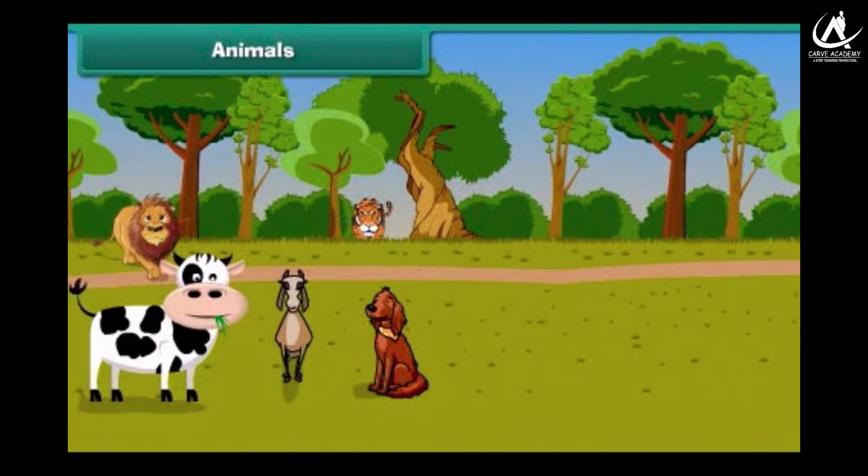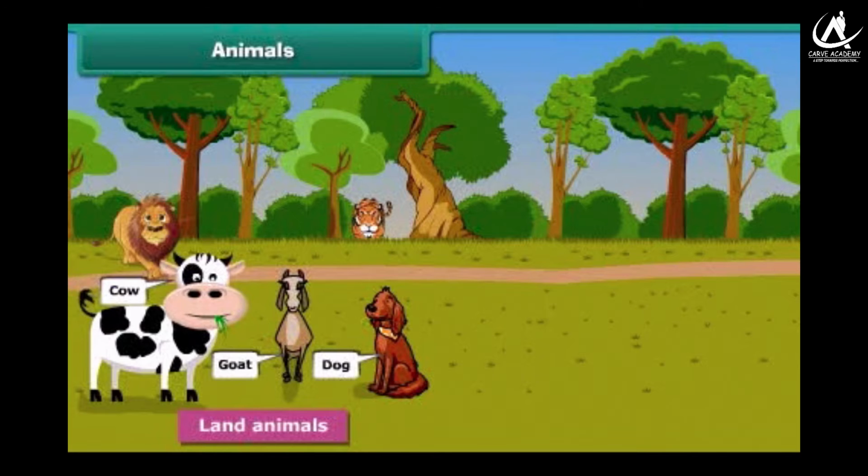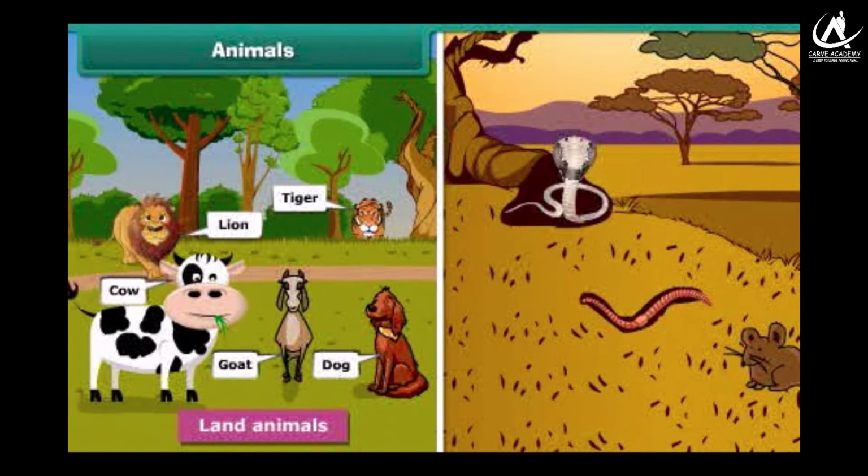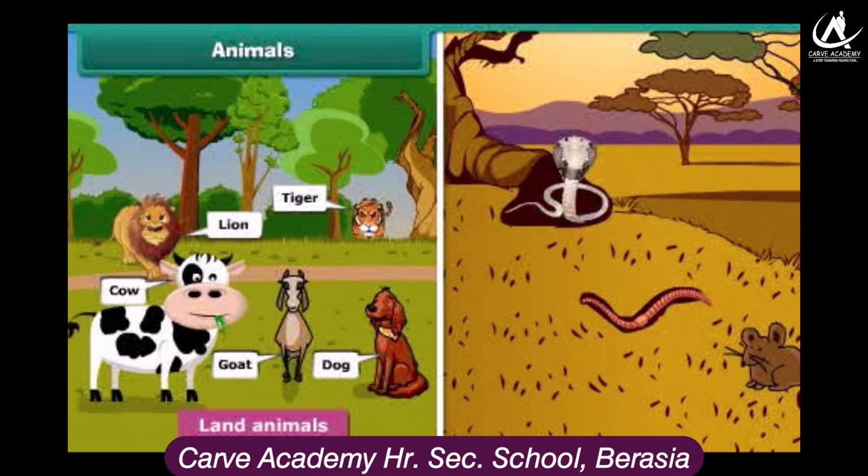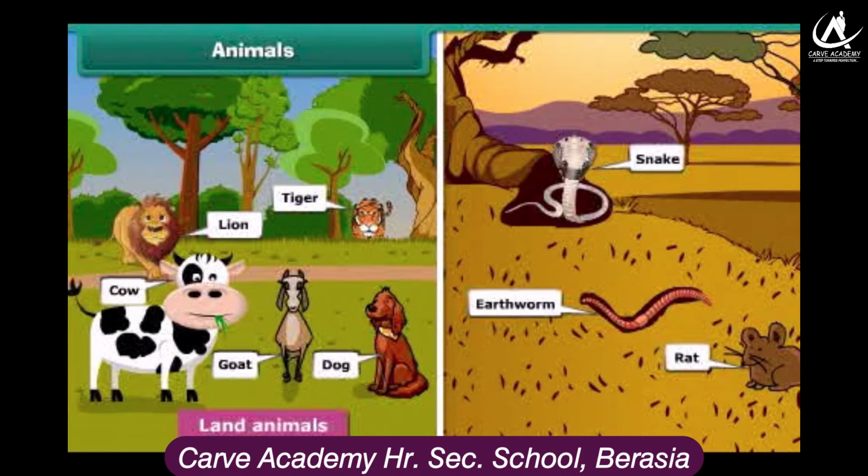The animals that live on land are called land animals. The examples are cow, goat, dog, lion, and tiger. You will be surprised to know that some land animals live under the ground in holes and burrows, like earthworm, rat, and snake. These are also known as burrowing animals.